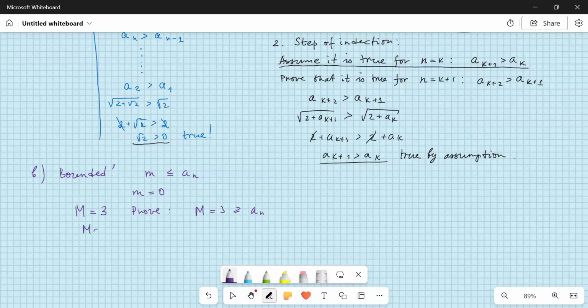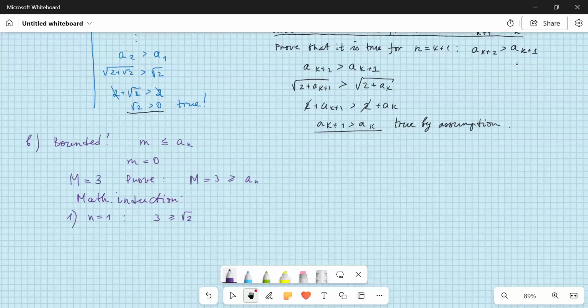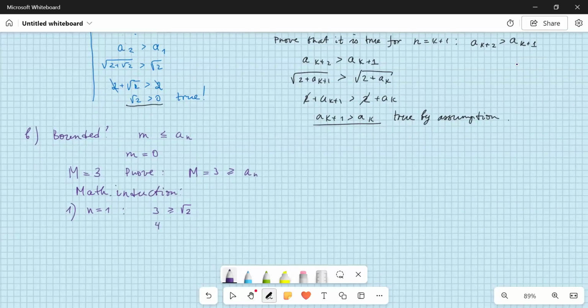So to write down the math induction. Number 1, I'm going to check whether it works for n equals 1. For n equals 1, I have 3, which is supposed to be greater than or equal to the first term, the square root of 2. Kind of obvious, but you can actually prove it. Square both sides: 3 squared is 9, and the other side squared is 2. We see that it's true. 9 is greater than 2, right?